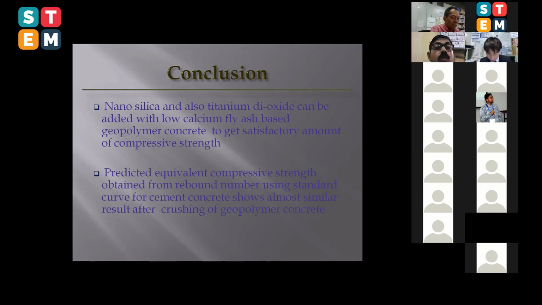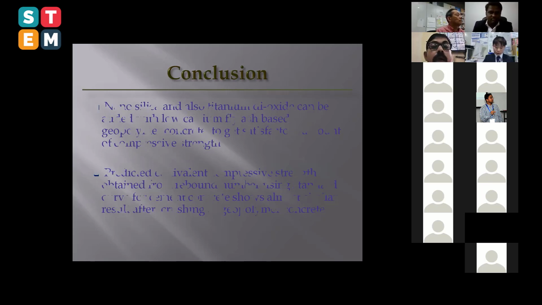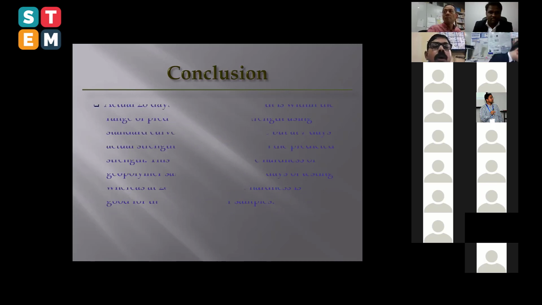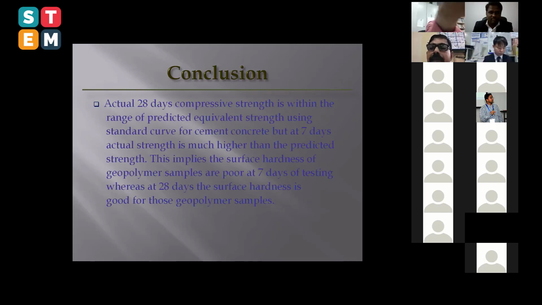Some of the major conclusions: nanosilica and also titanium oxide can be added with low calcium fly ash based geopolymer concrete to get satisfactory compressive strength. The predicted equivalent compressive strength obtained from the rebound number using the standard curve for cement concrete shows almost similar results after crushing of the geopolymer concrete. The actual 28 days compressive strength is within the range of the predicted equivalent strength using the standard curve for cement concrete, but at 7 days the actual strength is much higher than the predicted strength.